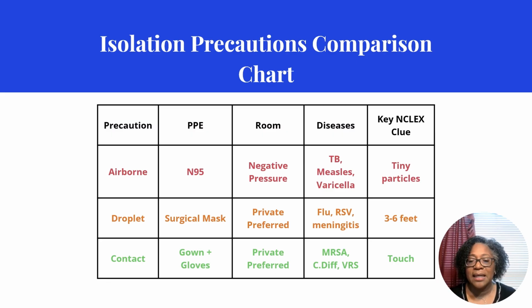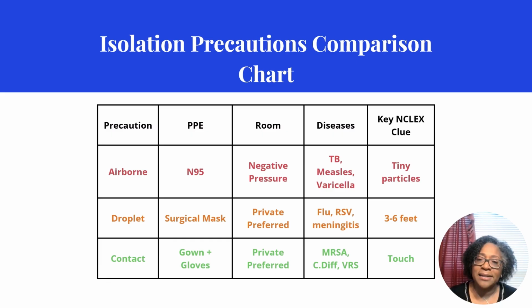For droplets, there are larger respiratory droplets. So the nurse is going to need a surgical mask. Private room is definitely preferred. The diseases associated with droplet precautions are influenza, meningitis, and RSV. And remember, with these droplet precautions to stay 3 to 6 feet away.